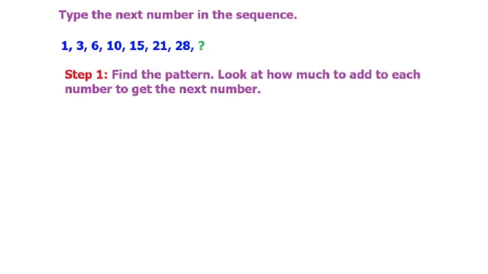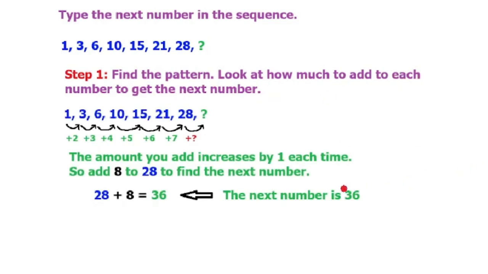So step one, and make sure to listen to all the steps, is find the pattern. Look at how much to add to each number to get the next number. So this is very important here. So let's look at the sequence of numbers and then try to figure out how they're changing from one number to the next. So if we start with 1, to get 3 you add 2. So you just write that in.